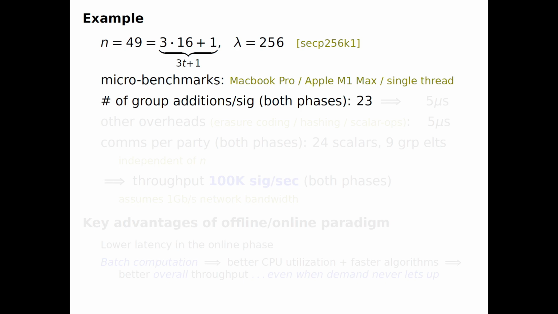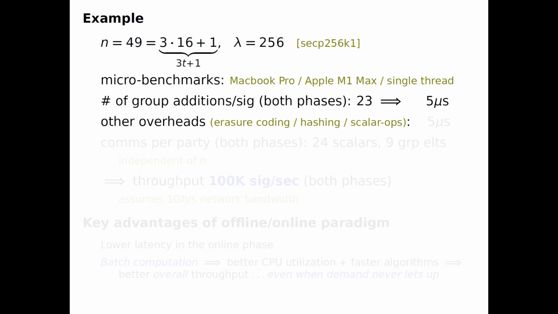If we just count the number of group additions, not scalar multiplications, per signature, it's 23. That's amortized. This is the number of group additions each party has to compute per signature. This is only in the offline phase, actually. There are no group additions in the online phase. Based on my micro benchmarks, this is 5 microseconds.